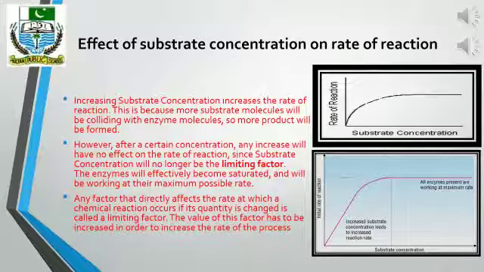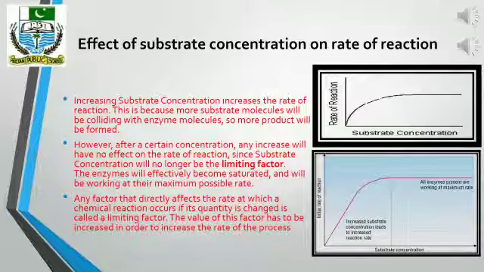So now what is a limiting factor? Any factor that directly affects the rate at which a chemical reaction occurs, if its quantity is changed, is called a limiting factor. The value of this factor has to be increased in order to increase the rate of the process. Look at these graphs.